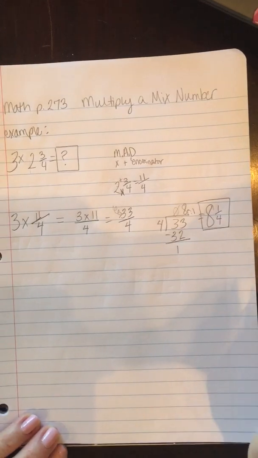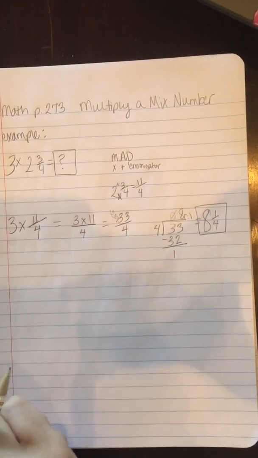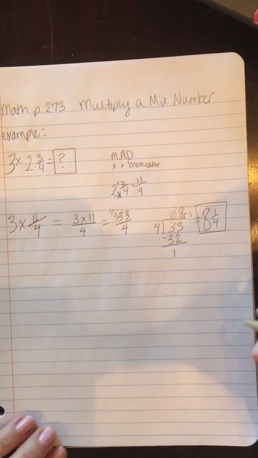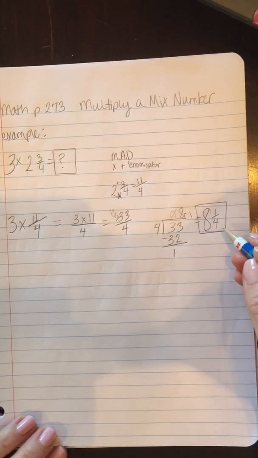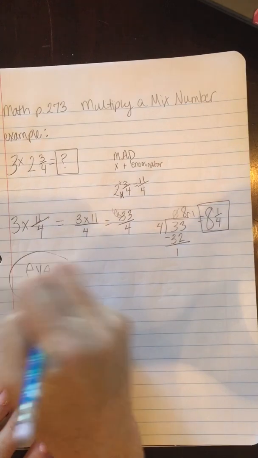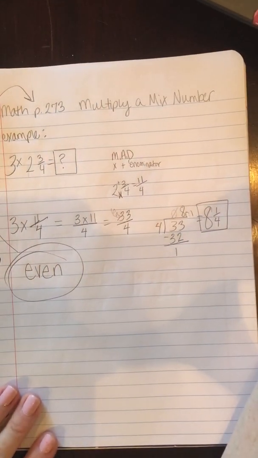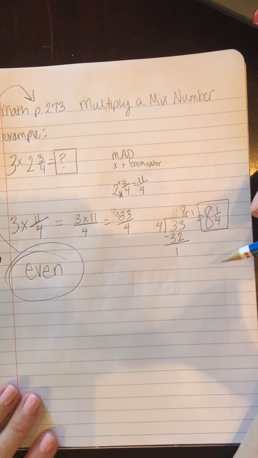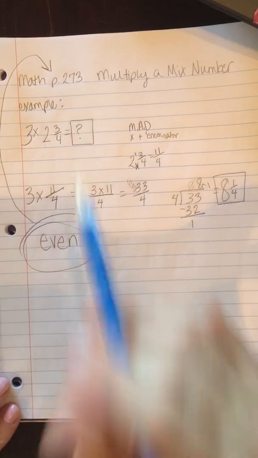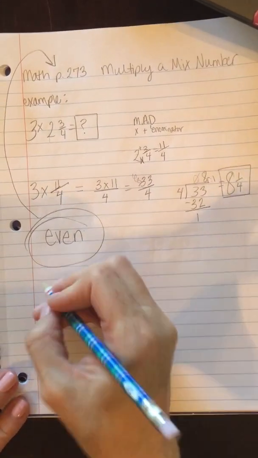Now, there are multiple steps to solving these problems. I understand that. That's why you don't have to do as many problems as there are posted. So we're going to work on our even numbers. All you have to do is the even numbers on page 273. I'm going to show you another example for those who need it. If you don't need it, you can go ahead and stop the video and move on to page 273, work on your even numbers. But if you want another example, here's another example.